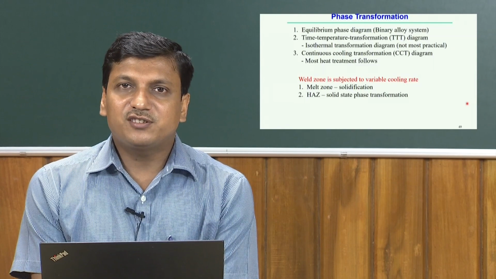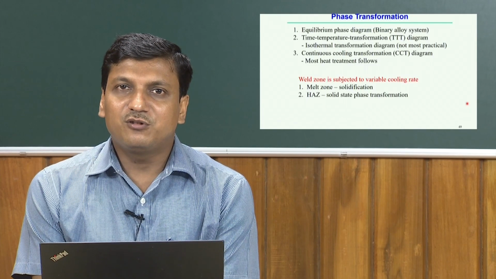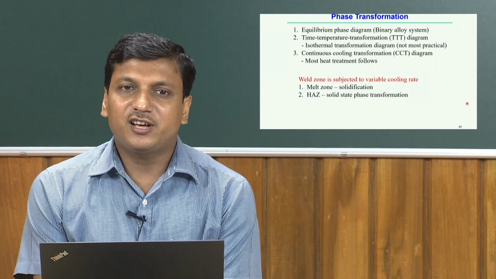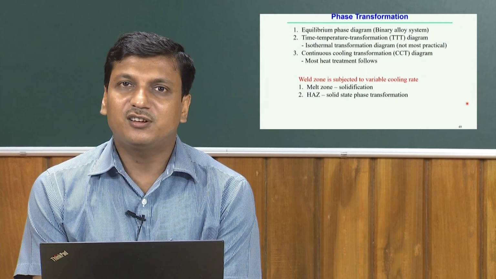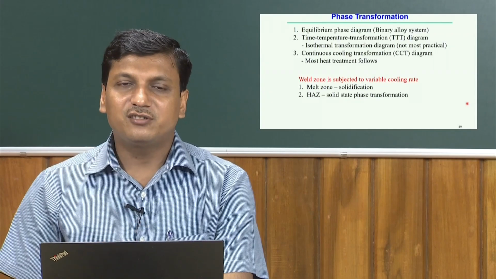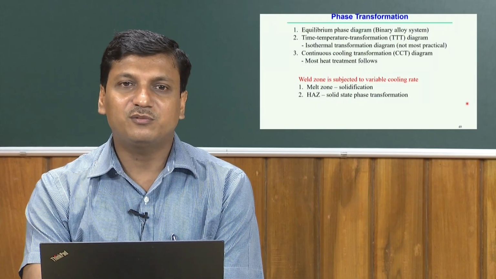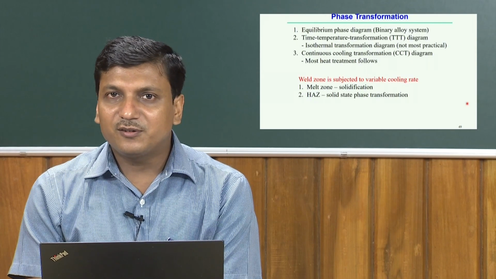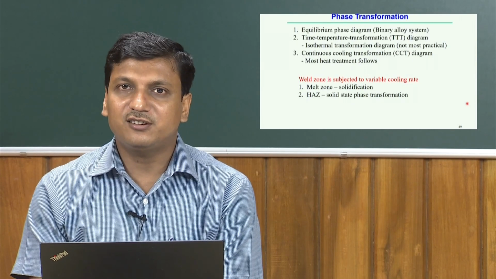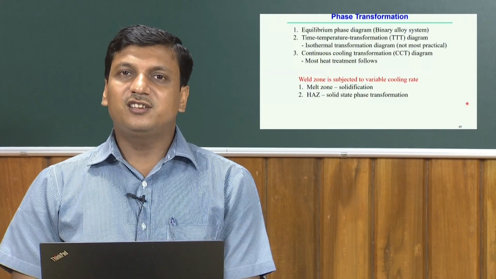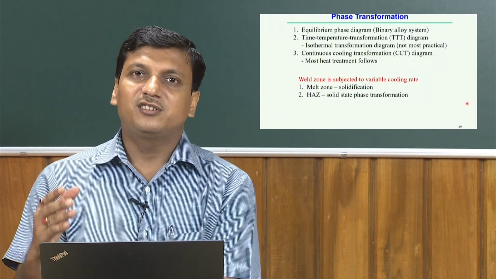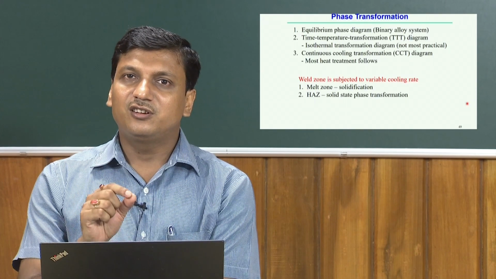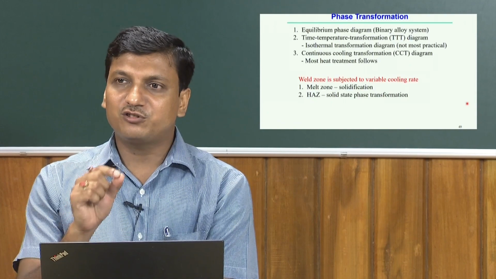But the equilibrium phase diagram is mainly to know what phases are present, whereas the time temperature diagram shows the transformation of the phase at constant temperature, which in most cases is not practical, because practically the transformation does not happen at a constant temperature, rather there is a variable temperature. That means the variable temperature can be better represented in terms of a constant cooling rate.